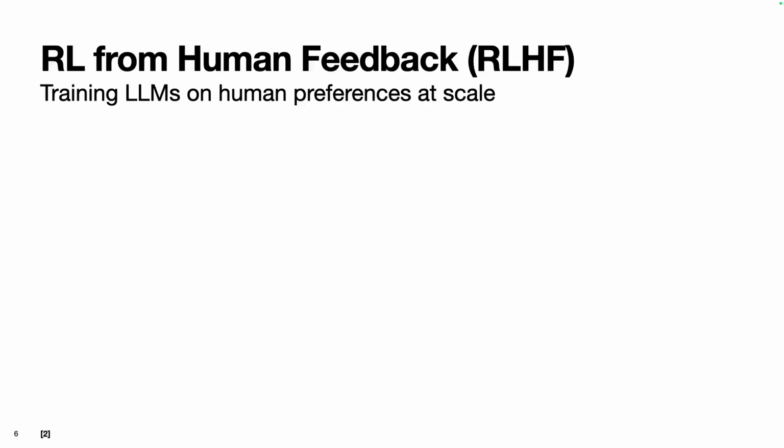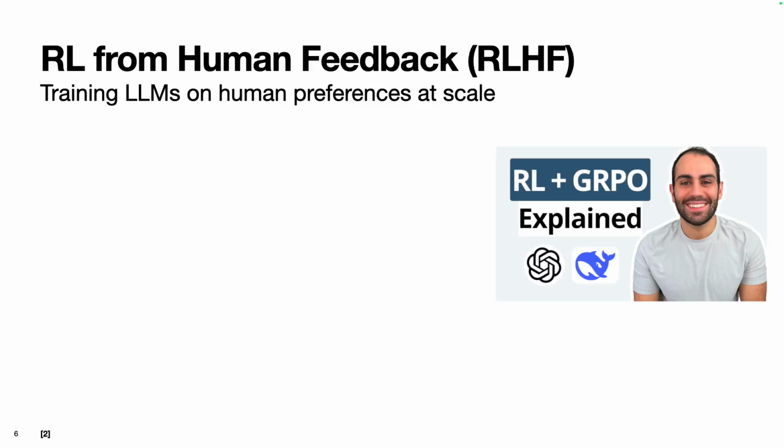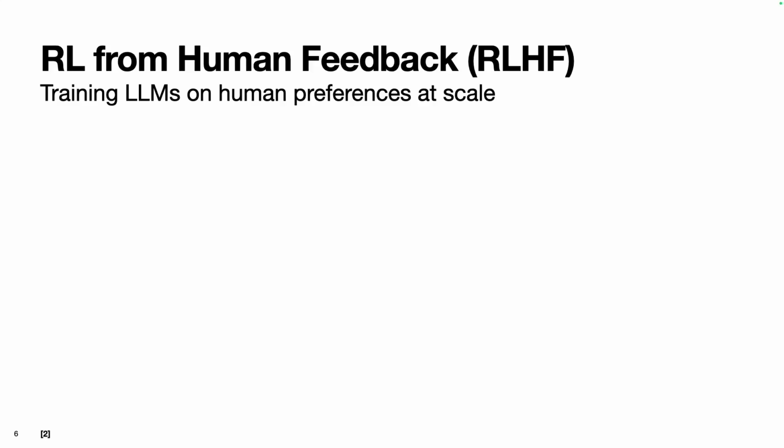So the key difference between steps 2 and 3 from the previous slide is that step 3 uses reinforcement learning instead of supervised learning. So I actually talked about reinforcement learning in my previous video where I discussed how DeepSeek and OpenAI used it to create their recent advanced reasoning models. But the basic intuition behind reinforcement learning is that it's a way for models to learn by trial and error.